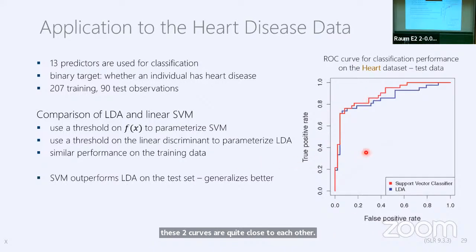So on the test data, we see that SVM does a little bit better. Why does it do better? Because it finds essentially the max margin classifier. And this has a tendency to generalize better because we are not fitting exactly to the noise.